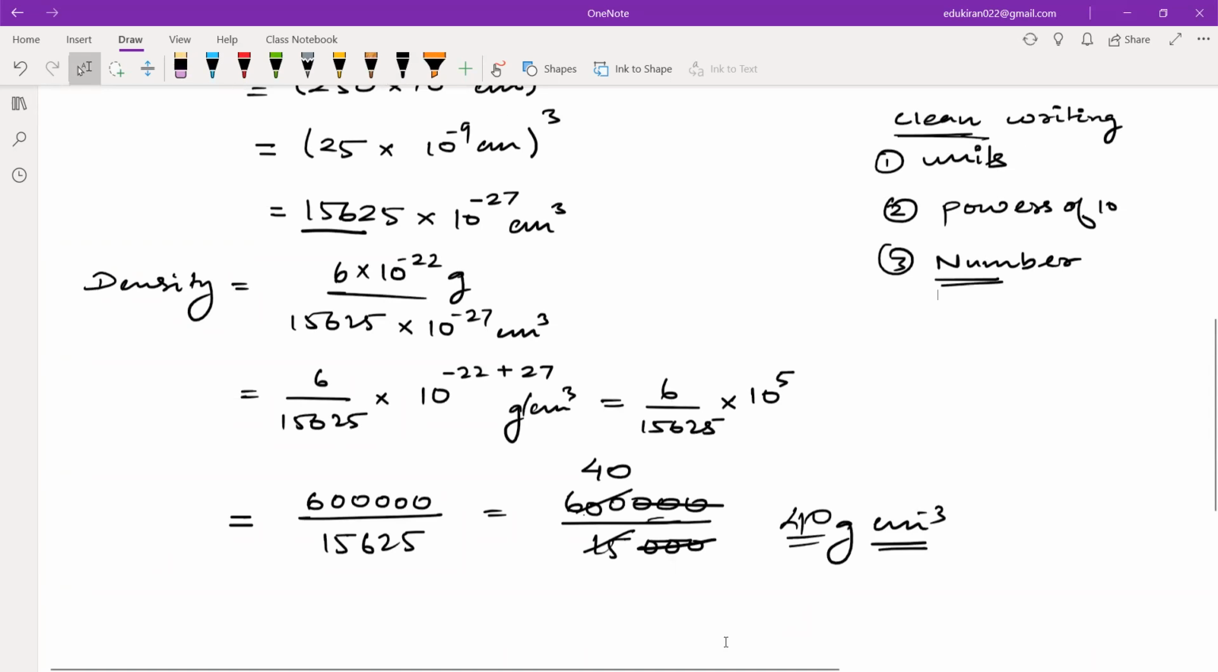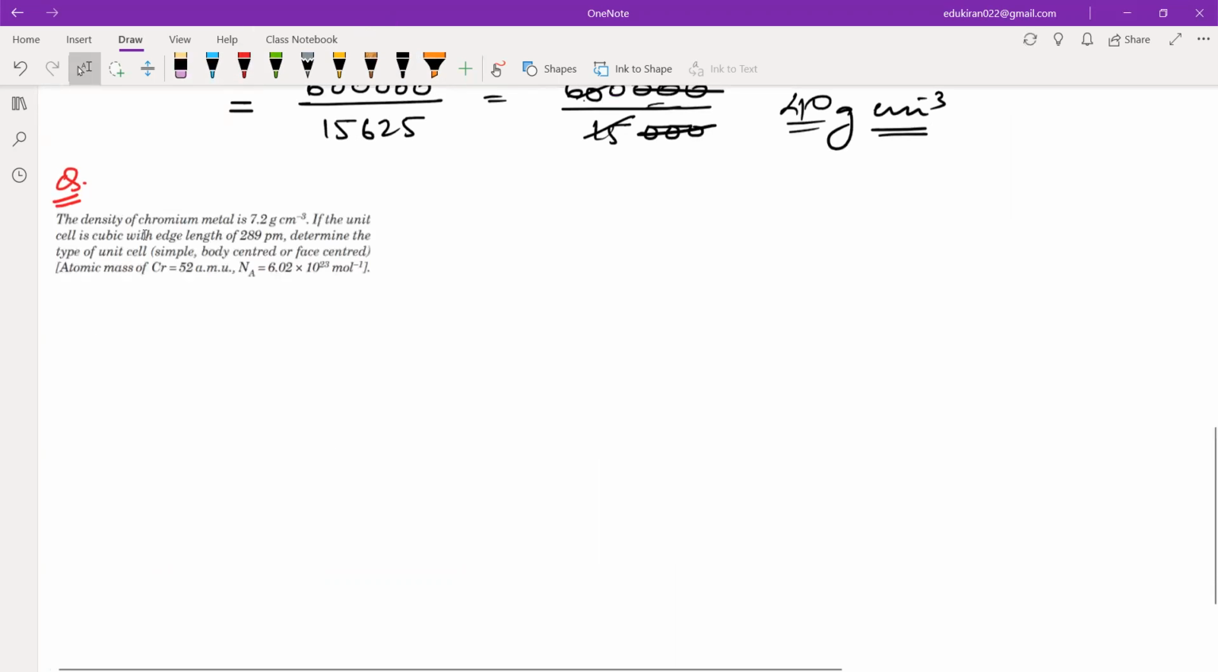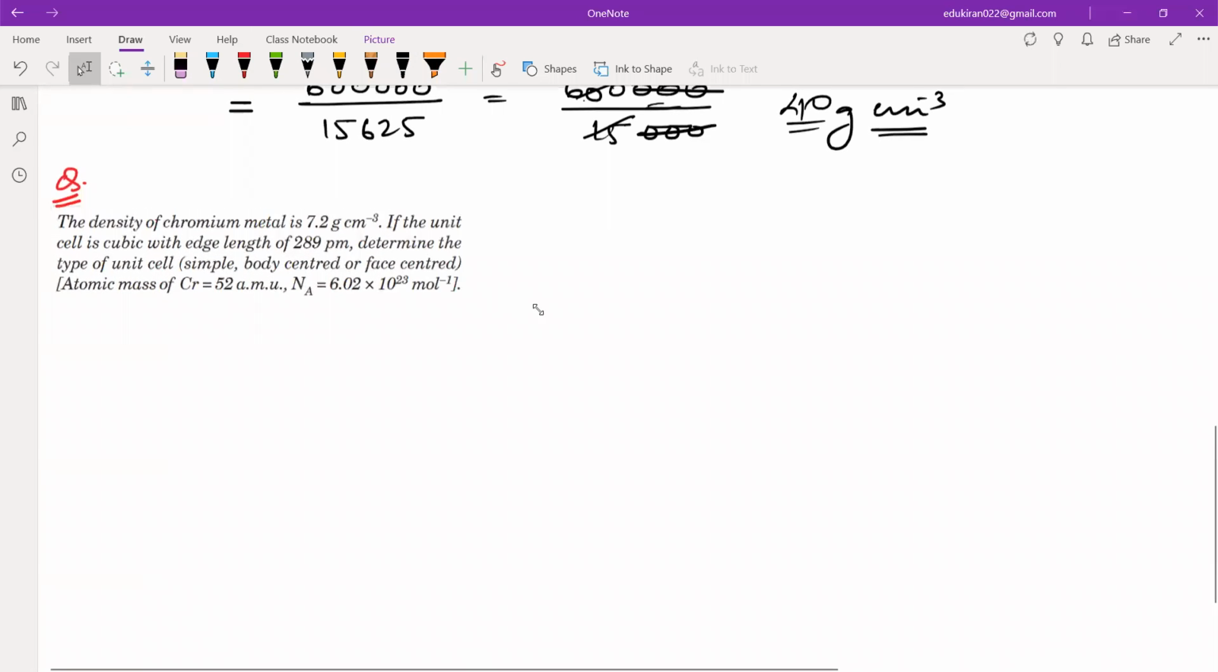Fine. So let us do one more question. In this question, you will be asked about the type of unit cell. In this type of questions, you will be asked about the type of unit cell. That means you are essentially going to calculate the Z, and then you will relate the Z to different types of packing. Okay. So please write this question.